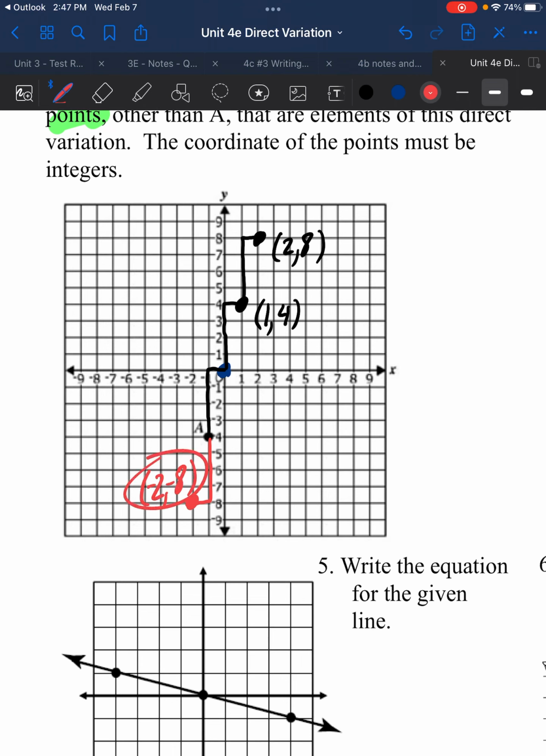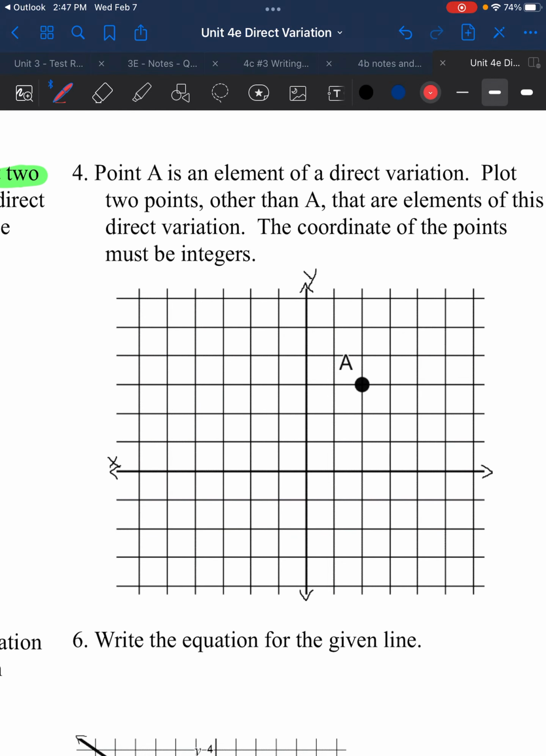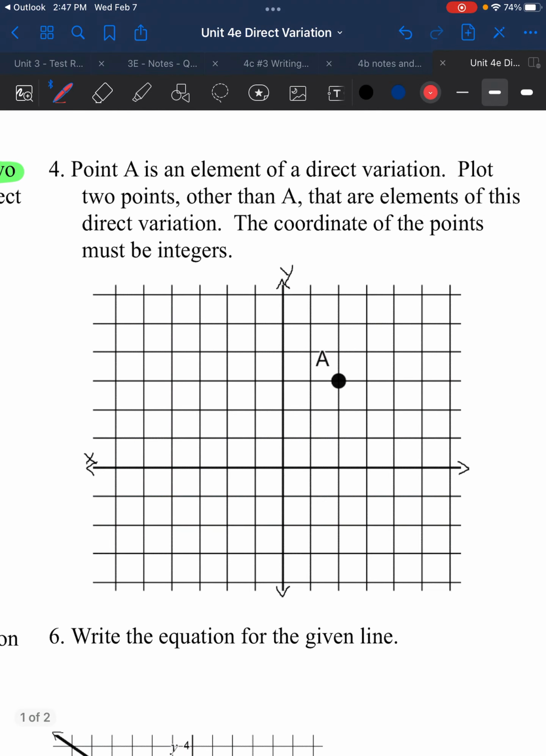And then obviously 0, 0 also. So any two of those 4 points would work. For number 4, it's the exact same thing. Direct variation, those are the keywords. And we've got to plot 2 points other than A.